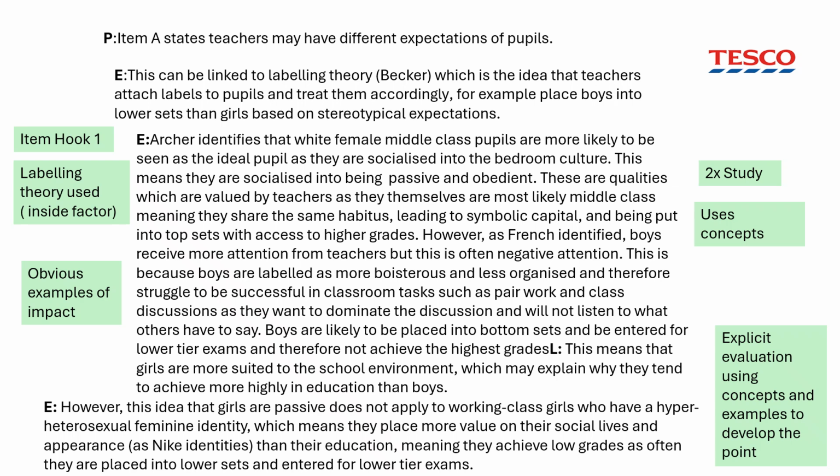So if we just stop and say, right, what shopping has taken place here? You've got theory, you've got explicit evaluation, you've got studies, you've got concepts, and you've got obvious examples of expectations and behaviours and links to achievement. So you can see why this clearly is a top band answer. So it'll be interesting to see what their second hook is.